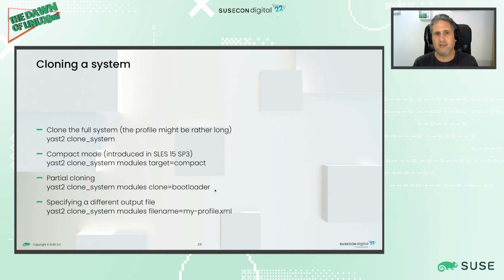If you are using things like reporting and other stuff, we are going to remove those settings. So we try to only export the relevant parts. Of course, you can do partial cloning and so on, but that's not new in SP3. Only the compact mode is new in SP3.